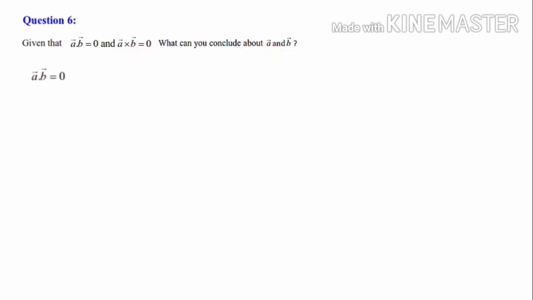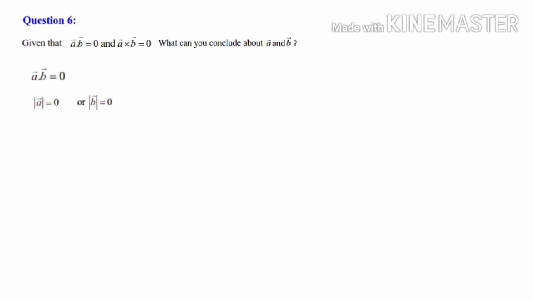Let's take the first case, that is vector A dot vector B is equal to 0. We know that A dot B, the dot product of two vectors, is a scalar quantity. Here the first option is modulus of vector A equal to 0 or modulus of vector B equal to 0. If any one of these two modulus values is 0, A dot B will be 0. That is the first chance.